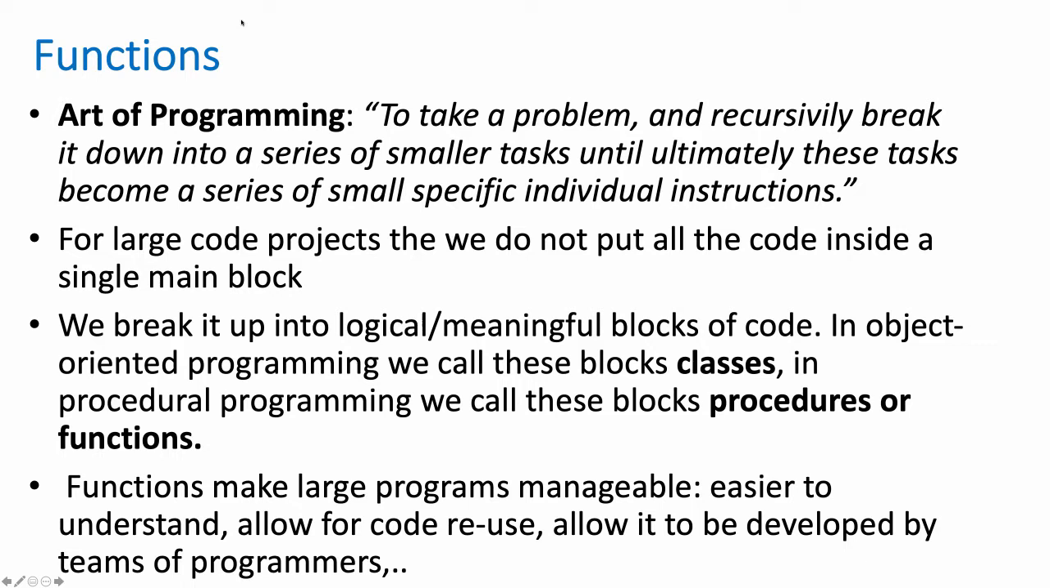Now, for large projects, we do not put all the code inside a single main block. We break it up into logical, meaningful blocks of code. In object-oriented programming, we call these blocks classes. In C, these blocks are functions, sometimes called procedures. Functions make large programs manageable. They're easier to understand, they allow for code reuse, and they allow code to be developed by teams of programmers.